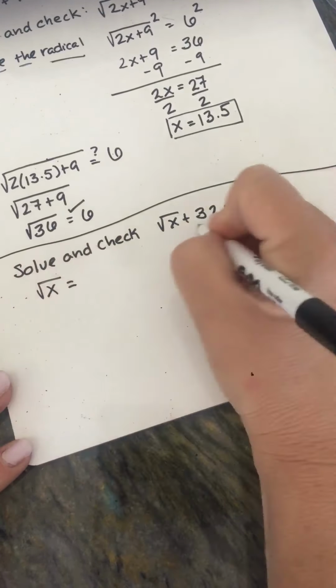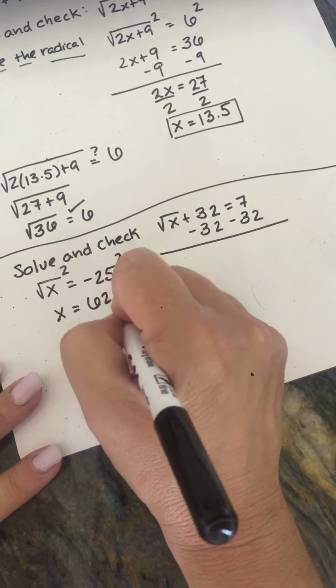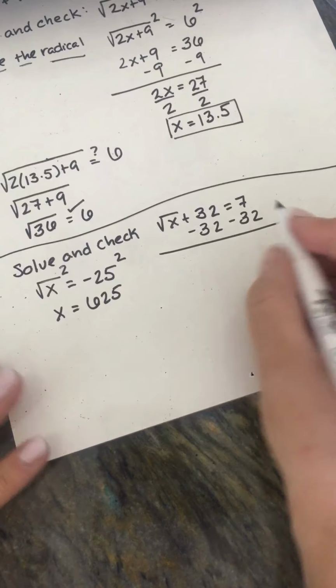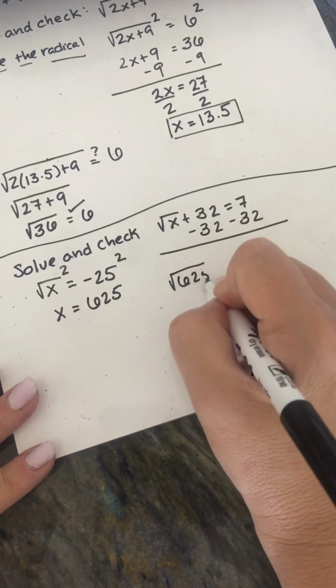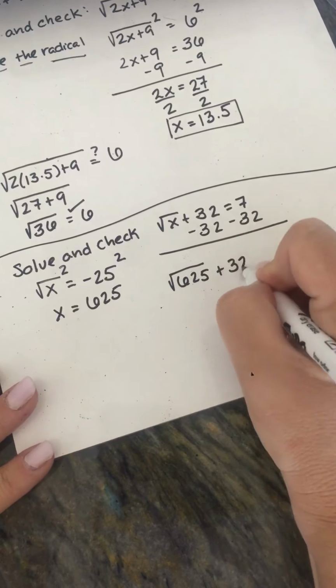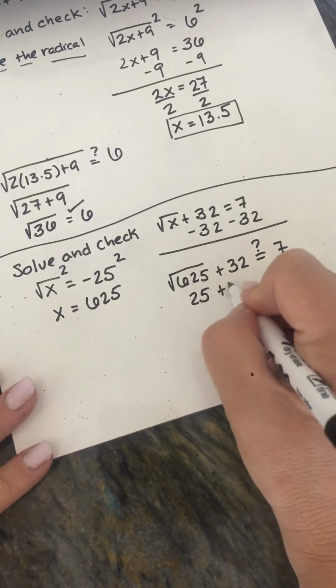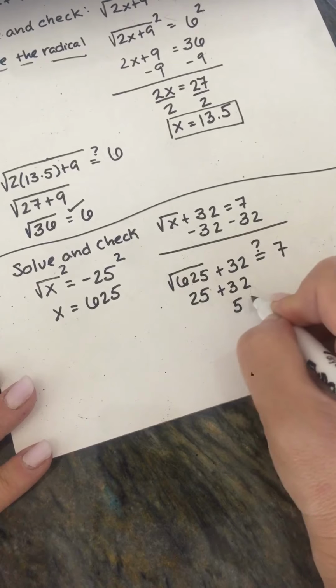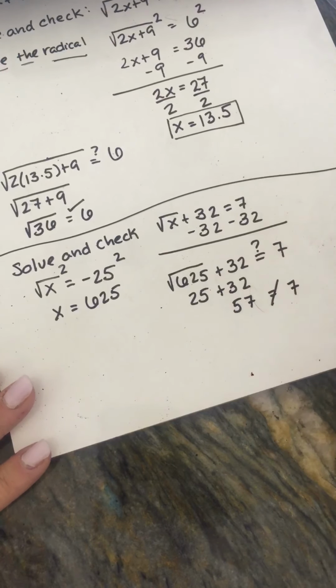Okay. For some of you, you might be seeing some warning alarms go off. If you don't, it's okay. Okay, then we need to undo the radical, so we square both sides. So x equals the negative 25 squared, which is 625. All right, now let's check it. So I have the square root of 625 plus 32. Does that equal 7? Square root of 625 is 25 plus 32. So that's 57. Does that equal 7? No. So this is not going to work. We have no solution to this problem.